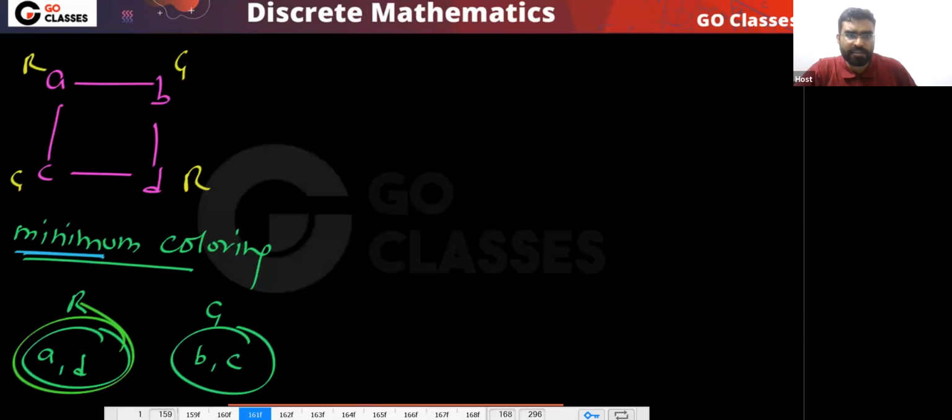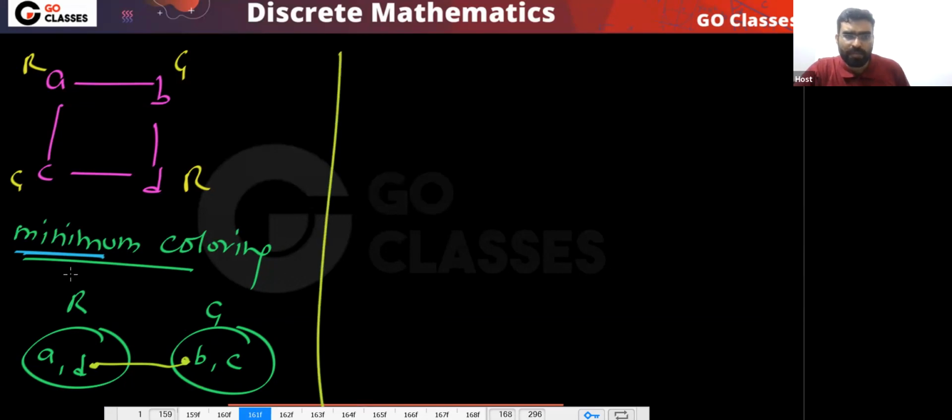This is an independent set, and there is at least one edge between them. There can be more than one, but there is at least one edge. So this is the idea: at least one edge is there.